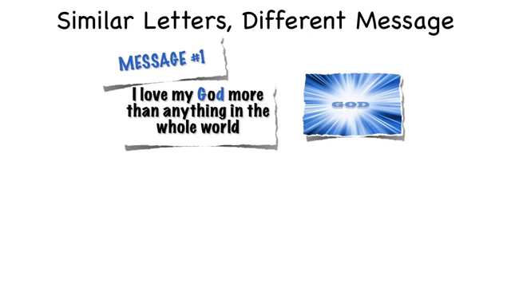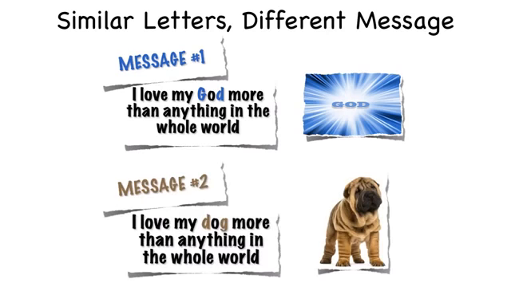This is message number 1. I love my God more than anything in the world. And this here is message 2. I love my dog more than anything in the world. What do you notice there? Well, you'll see that these two messages contained the exact same letters. And they're also in virtually the same order. They're 95% the same. You will also notice that I've highlighted letters in both messages. By simply flipping those two letters, the letters G and D, we get two very, very different messages, don't we?